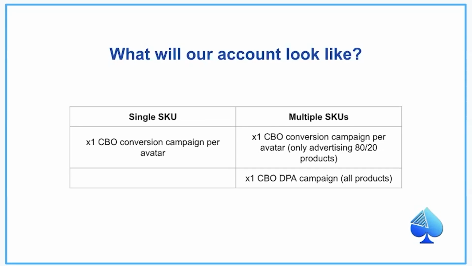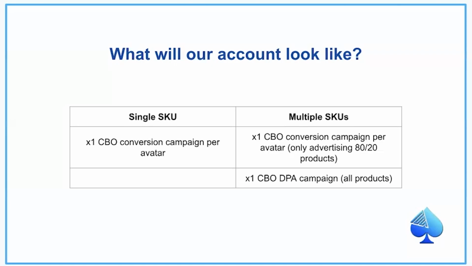But in addition to these campaigns for each avatar, you're going to have one CBO DPA campaign. So DPA, dynamic product ads, is basically taking your catalog from the product feed and running it in a campaign where Facebook can show people relevant products to them, and then they can click on that product. So it's very good for marketing. And that's something that you want to set up if you have multiple SKUs.